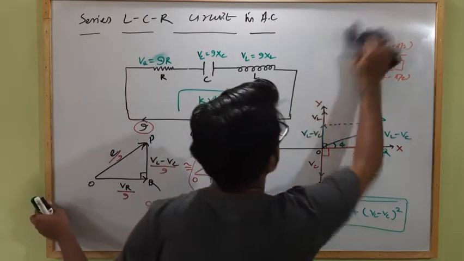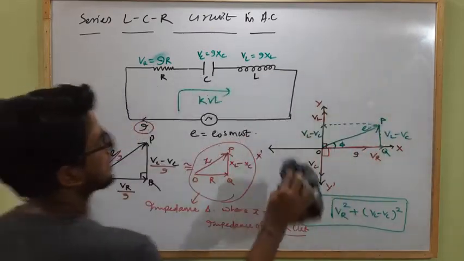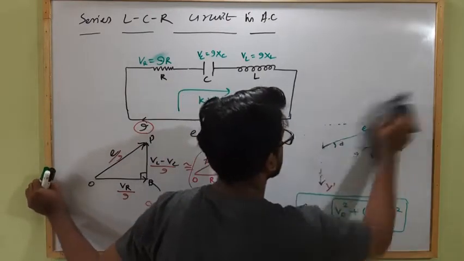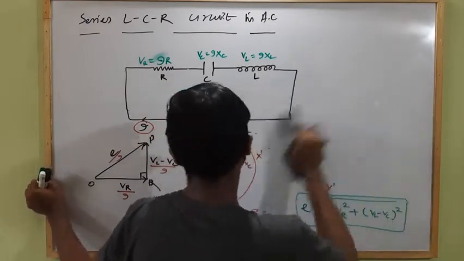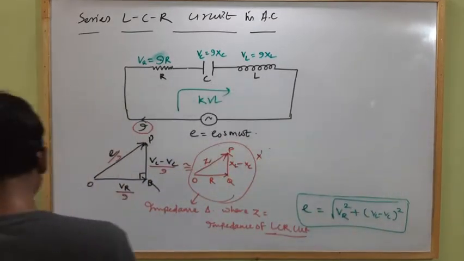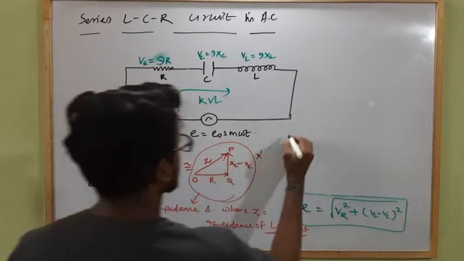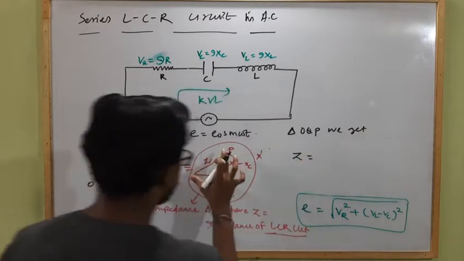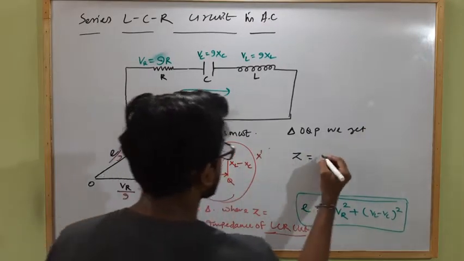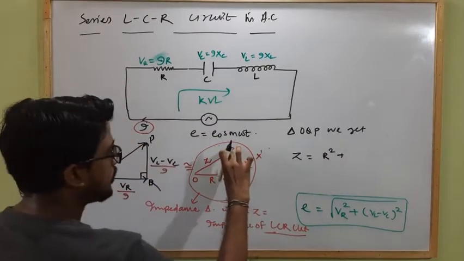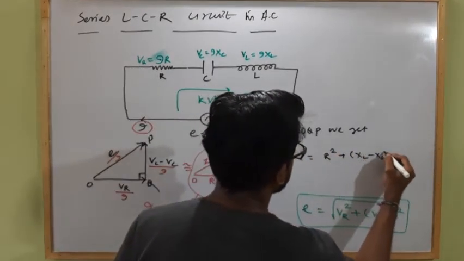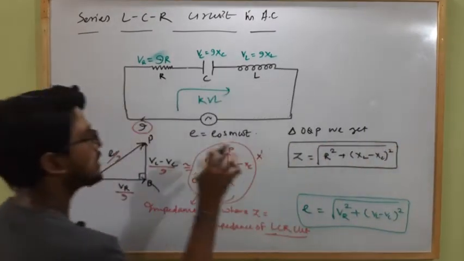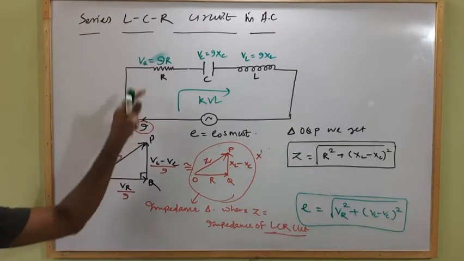So here we can write this. You already understood all these things. So what is the value of Z? From the triangle OQP we get Z equal to how much? Hypotenuse equals the square root of OQ square, that is R square, plus QP square, that is XL minus XC square. So this is the value of the net resultant resistance of the series LCR circuit.